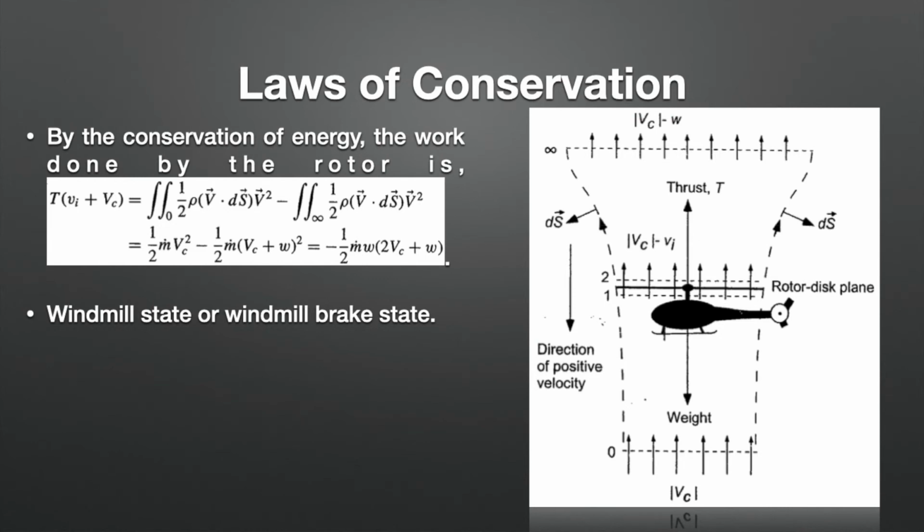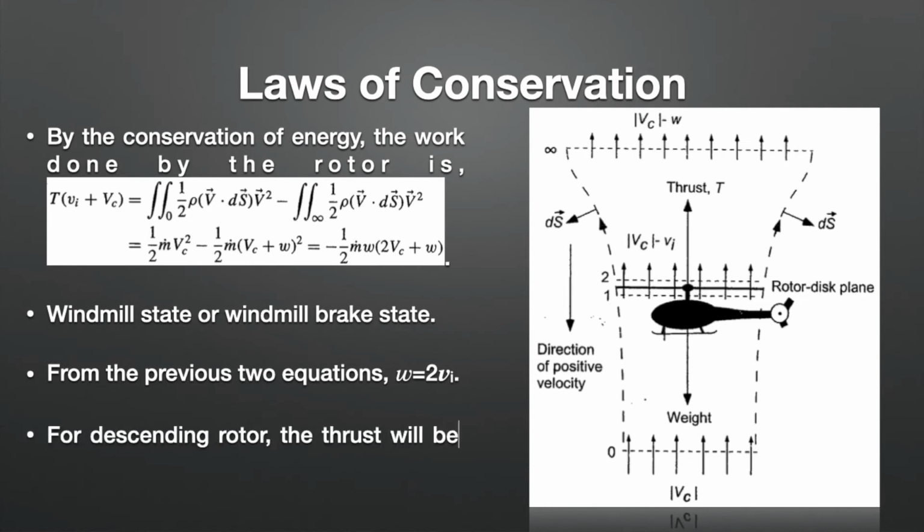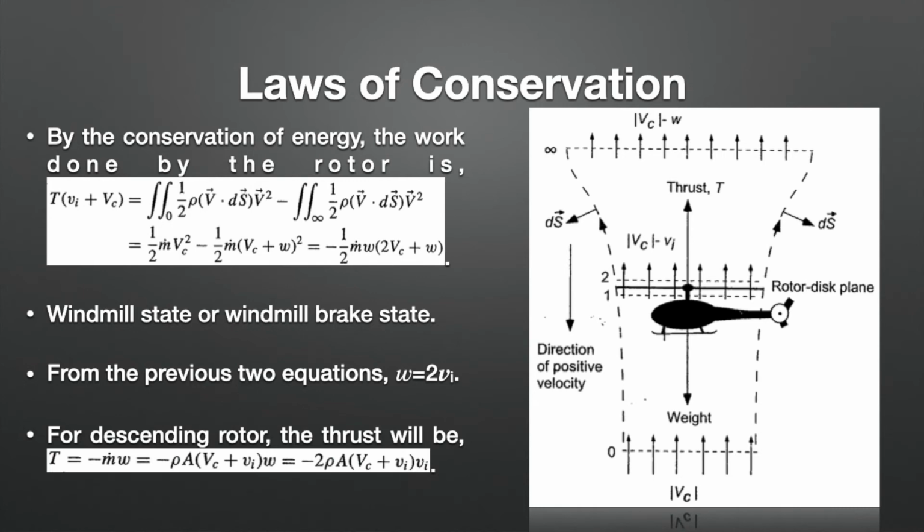Why? Because the rotor in this condition decreases the velocity, that is, the rotating blades will decrease, or it brakes the velocity of the flow. From the previous two equations, we get omega is equal to 2Vi, which is similar to the climbing condition. For the descending rotor, the thrust will be T is equal to minus m dot omega, the previous equation, which is equal to the final formula, minus 2 rho A into Vc plus Vi into Vi.